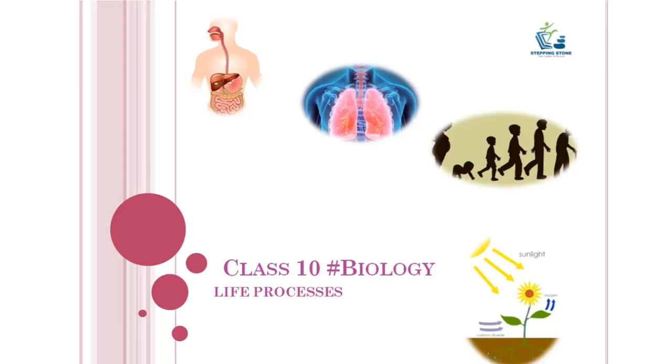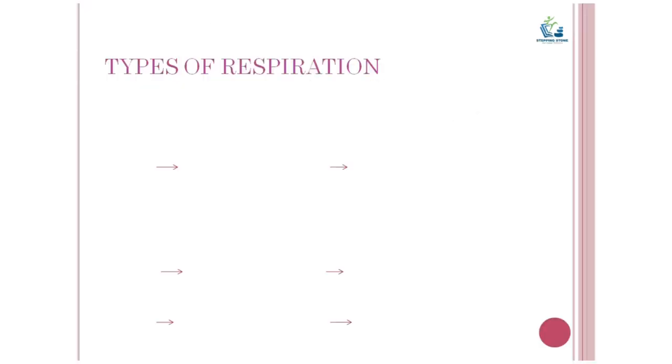Viewers, we are back with another brand new chapter of Class 10 Science. The chapter is Life Processes. So viewers, so far we have studied that respiration takes place in the presence of oxygen. However, respiration can take place in the absence of oxygen also, but it is very rare. Now based on this, we have two types of respiration, aerobic respiration and anaerobic respiration.